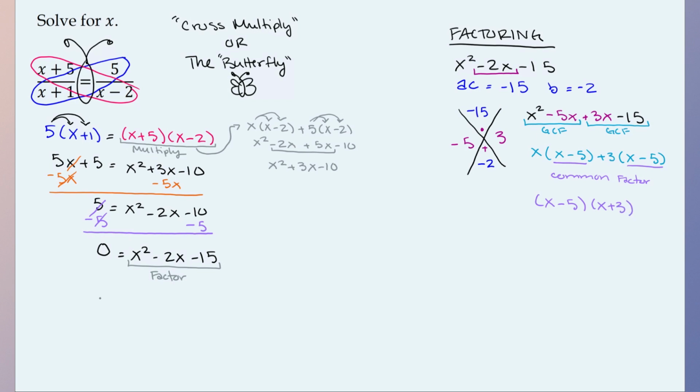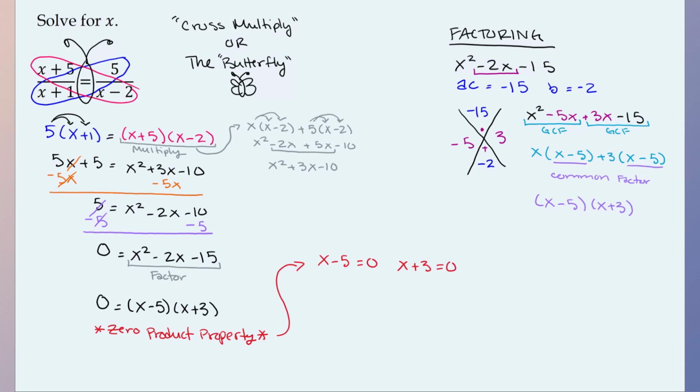We're going to go back to our original equation. We have 0 equals (x minus 5) times (x plus 3). And in order to solve for x, we're going to use that zero product property. That just means if we have 2 things essentially multiplying and equal to 0, one or both of them have to equal 0. So we can set x minus 5 equal to 0, and we can set x plus 3 equal to 0. And we can solve for our 2 different x values.